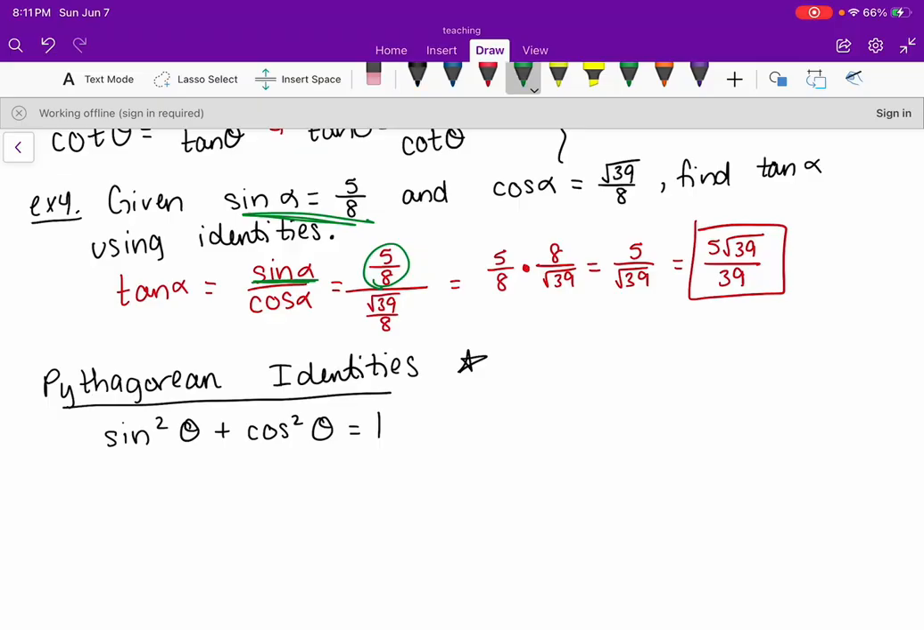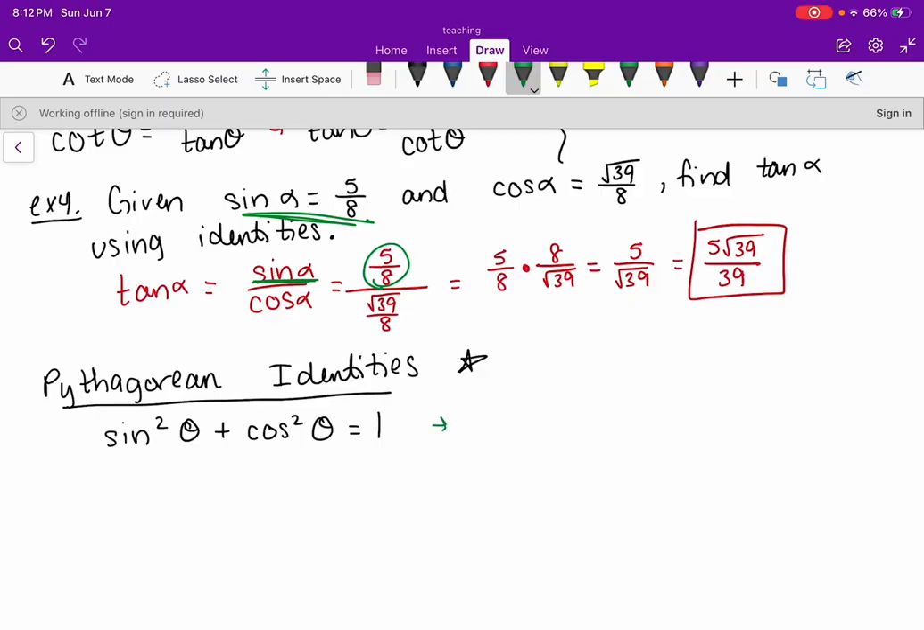So this is cool, right? Because, well, maybe you don't think so right now, but if you plug any angle, it doesn't matter what theta is, if you plug it into sine and then you square it, and you plug it into cosine and then you square it, and then you add it, it will always equal 1. I think that's cool.